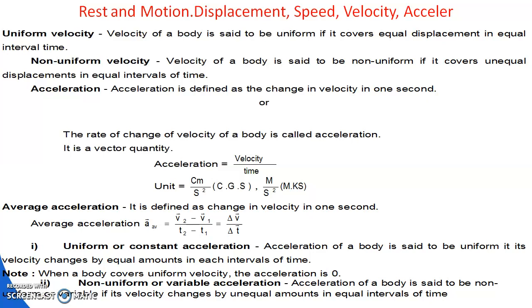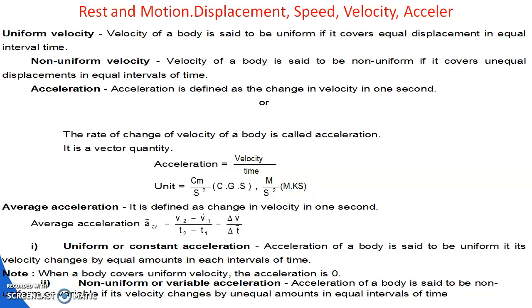For example, in the first second, let the body cover 2 meter. In the second second, the body covers 2 meter. In the third second, the body covers 2 meter. In the fourth second, in each second, if the body covers 2 meter, that means in equal intervals of time the body covers equal displacement, then we say that the body is moving with uniform velocity. Otherwise we can say constant velocity. Velocity does not change.